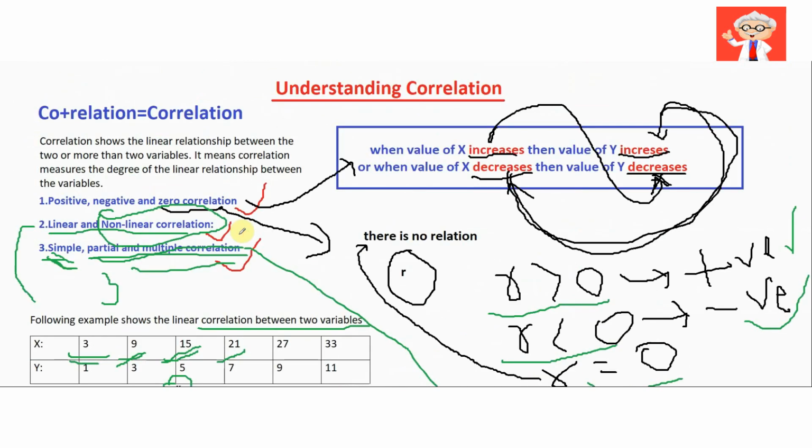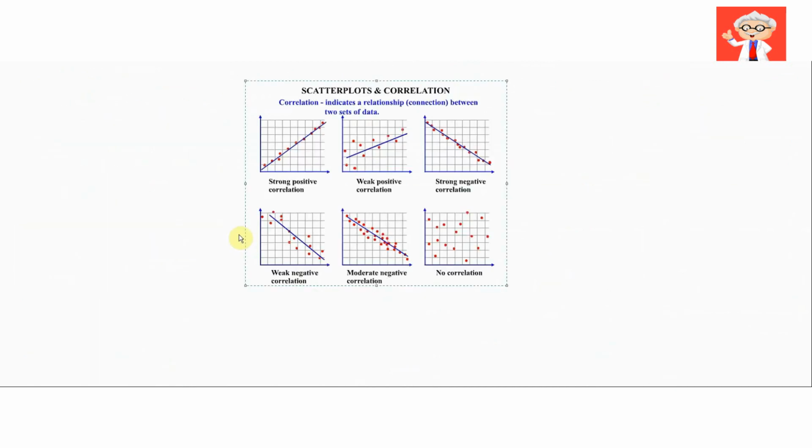Now we'll try to understand some graphs of this type of correlation. We have a scatter diagram, and we will study the correlation through these scatter diagrams. So here is one straight line, an upward sloping line, and the points are all lying along this straight line. So this reveals a strong positive correlation.